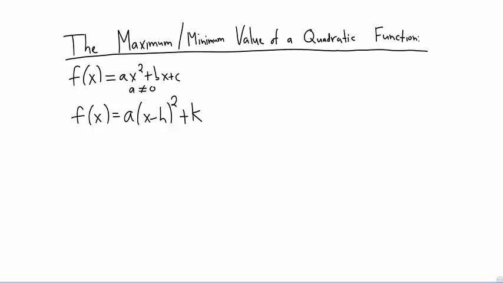And in this formula, the a is the same as in the standard form formula. The h is minus b over 2a, and the k is f of h. What about the graph of f? Two possibilities.